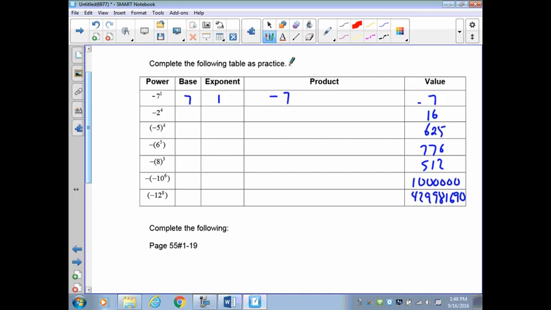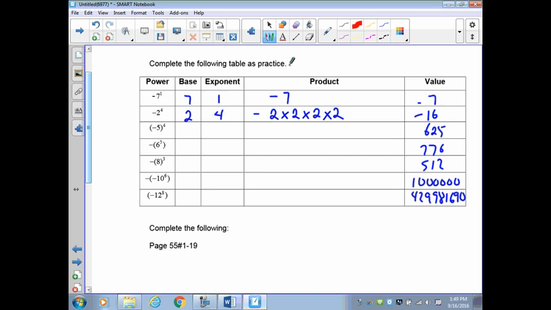Negative 2 to the 4. Again, no brackets forcing the negative to stay with the 2. So this is like subtract a power 2 to the 4. So the base is a 2. The exponent is a 4. So you have a subtract a 2 by 2 by 2 by 2, which means that your final answer is going to be negative.